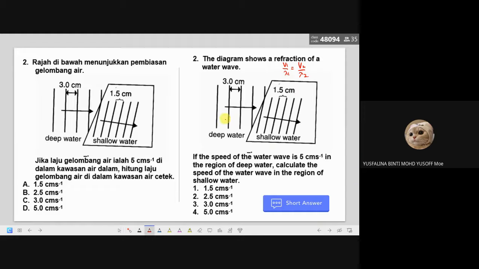It says the speed of the water wave is 5 cm per second in the region of deep water. So V1 is 5 cm s^-1, and the question asks you to calculate the speed in the shallow water. For the deep water, lambda 1 is 3, and for V2, which I need to find, lambda 2 is 1.5. So 7.5 equals 3 V2. V2 is 7.5 divided by 3, so I get 2.5. So the answer is B.